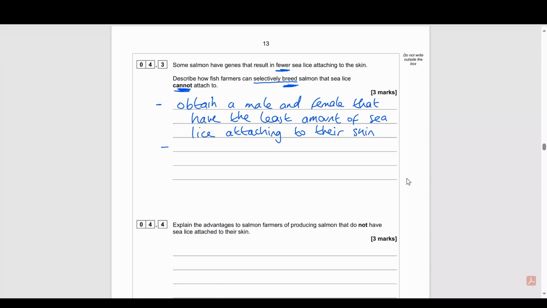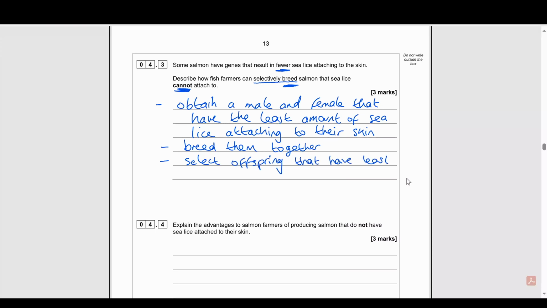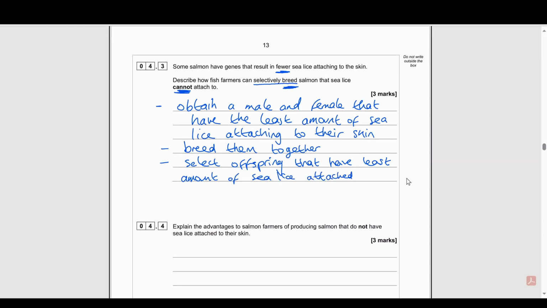Now, the next thing that we need to do is, when we obtain that male and female fish, we need to breed them together. So they will produce offspring now. What we're looking for with these offspring is those that will have the least amount of sea lice attached. Remember that when they're breeding, they're going to be passing on these genes. So we're expecting the offspring to eventually have these genes, which result in less sea lice attaching. So next, select offspring that have the least amount of sea lice attached.